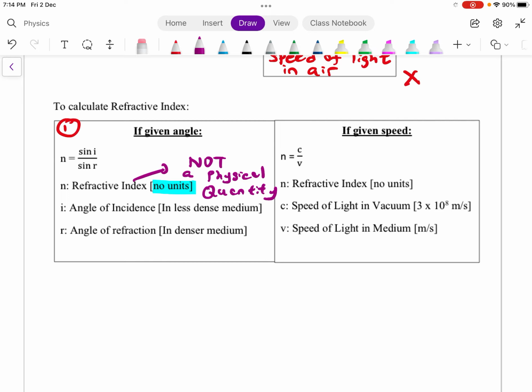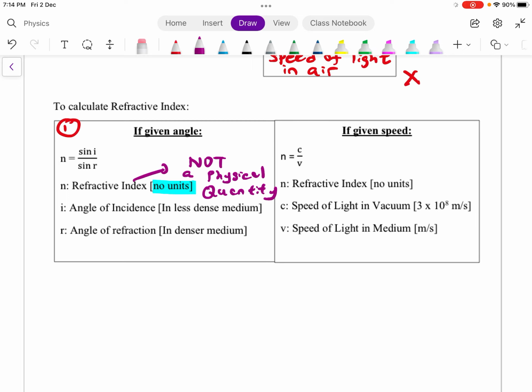Of course, the next thing is, what is the angle of incidence? Just take note that the angle of incidence is always in the less dense medium. The angle of refraction is always in the more dense medium. That is the first formula to calculate your refractive index.